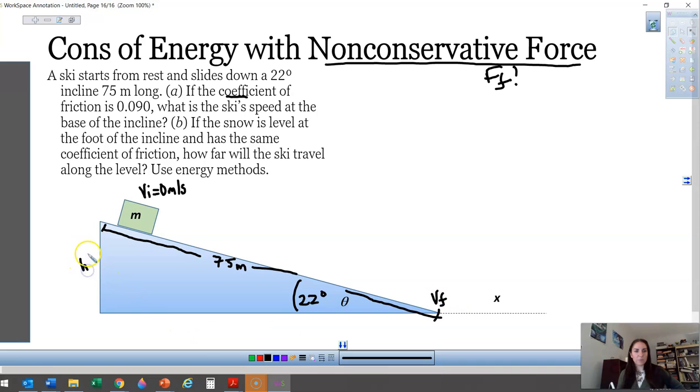We have some height here, but we don't know what that is. But we are clever physicists, and we have the hypotenuse and the angle, so we can find h. That's not a problem. But we do have h here, so that's important to note.